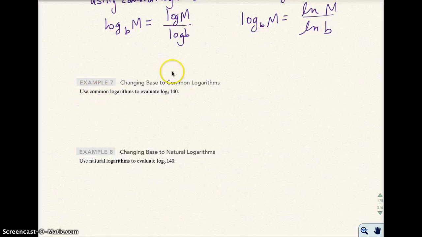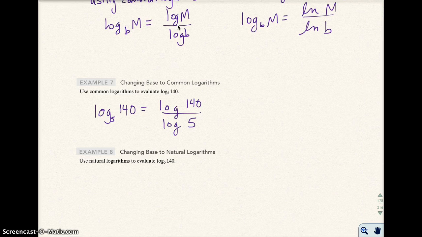So I'm going to use the common logarithm, so I'm going to use this right here. The log base 5 of 140 is going to equal the log of 140 over the log of 5. And that's what you're going to type in your calculator. When you type it in, make sure you use parentheses around the log of 140 and then parentheses around the log of 5, so that you're not taking the log of 140 over 5. Go ahead and type it in and you should get approximately 3.070.